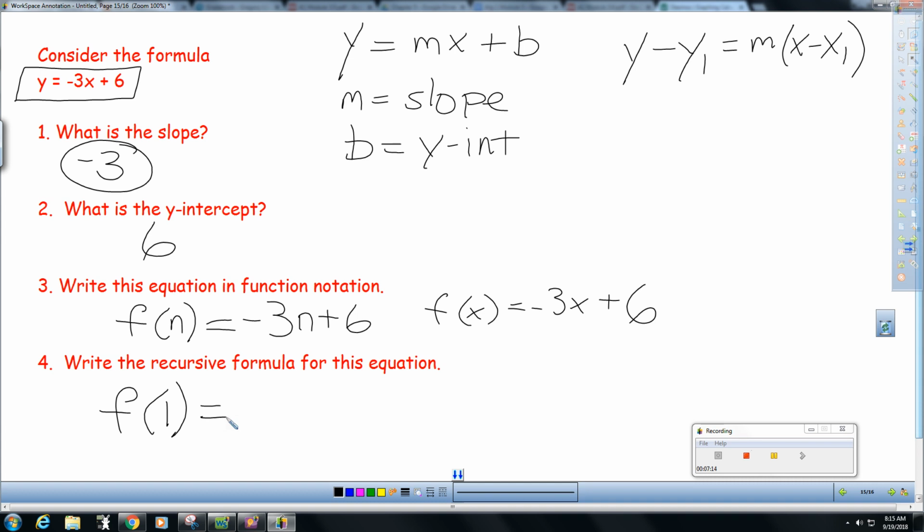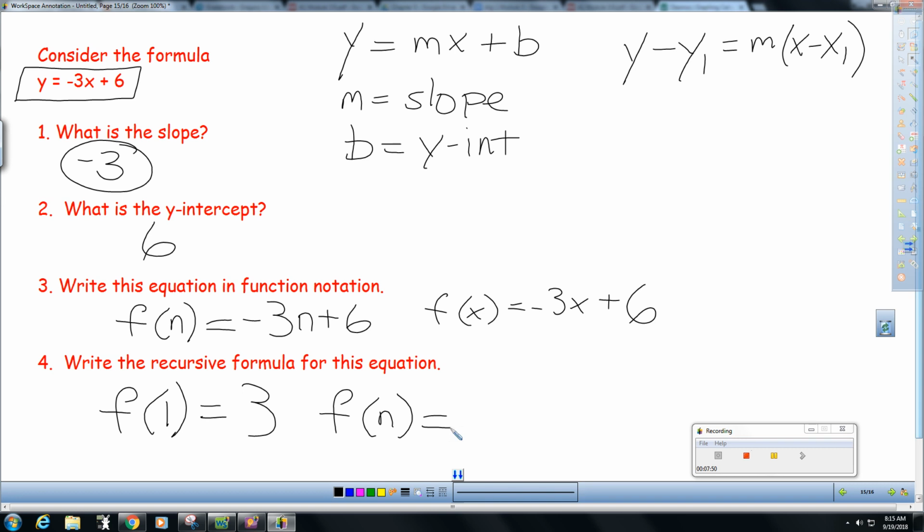We plug it in. What's -3 times 1? -3. And what's -3 plus 6? +3. Very good. So that means if we put in a 1, we get out a 3. Now, Abby, go back to your f of n thought. So we're talking recursive. So to find f of n, from a recursive standpoint, what do we do, Abs?